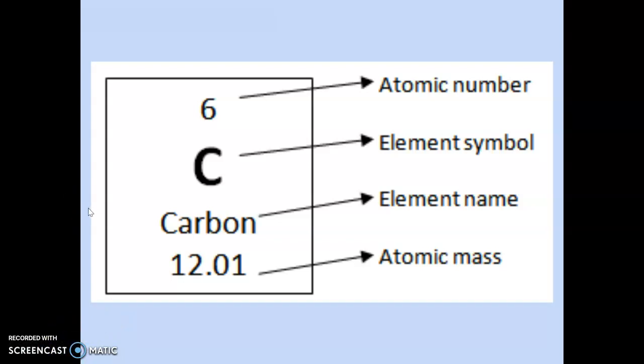We need to know the 3 subatomic particles, so proton, neutron, electron. We need to know their charge, their location, and then we need to know how to be able to read all of the information in an elemental box from the periodic table.